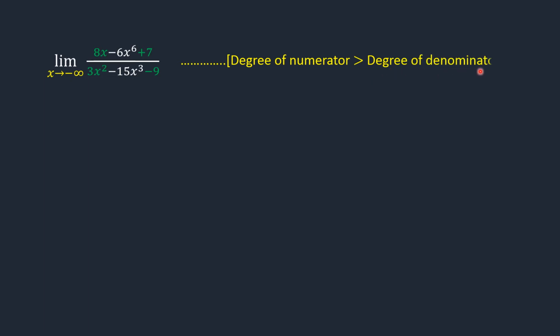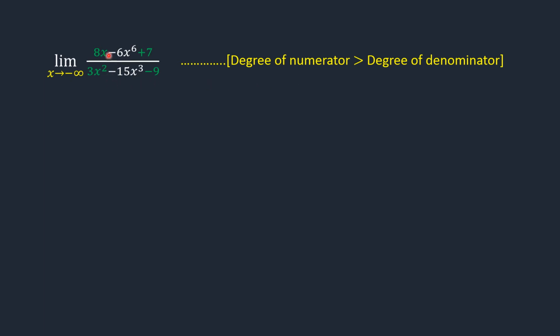Solve the limit of 8x minus 6x to the power 6 plus 7 divided by 3x squared minus 15x cubed minus 9 as x approaches negative infinity. This is a rational function. The degree of the numerator is 6 and the degree of the denominator is 3. In this case, the degree of the numerator is greater than the degree of the denominator.